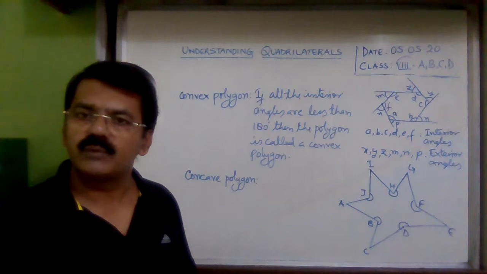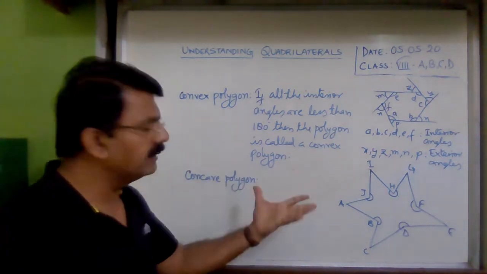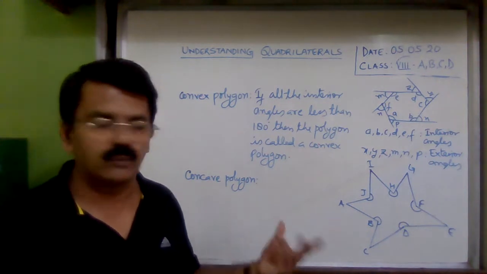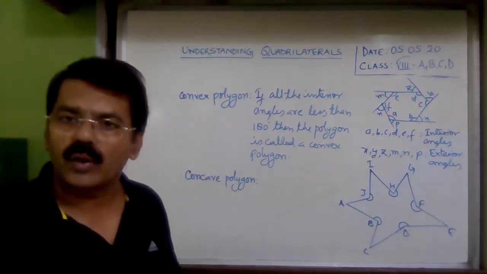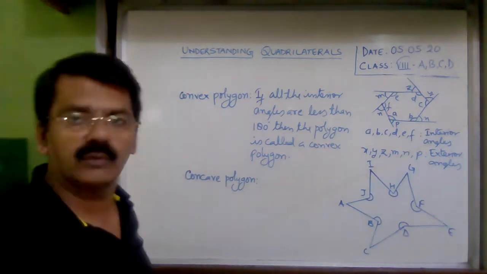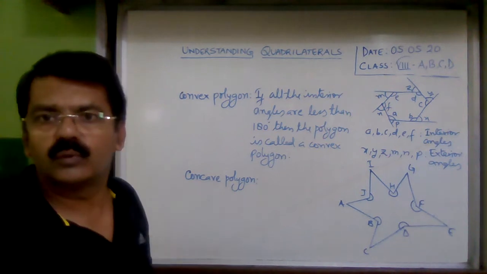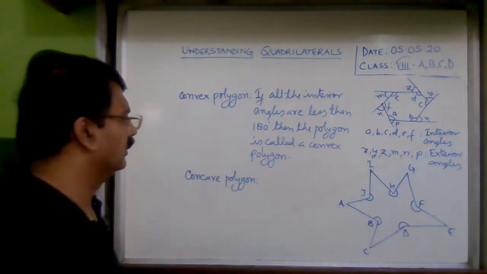If one angle is more than 180, then also it is called a concave polygon, or any number of interior angles, if it is more than 180, then it is called a concave polygon. Although we are interested in convex polygons only in this exercise, you must know what concave polygons are.